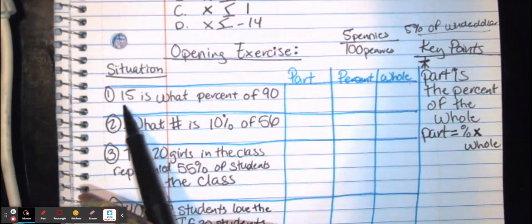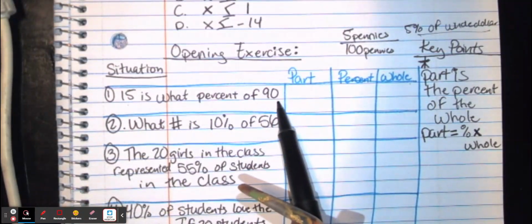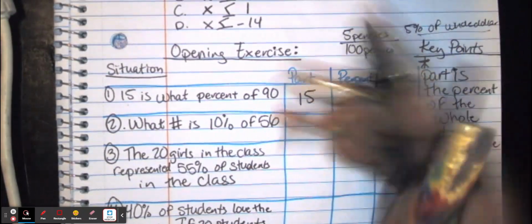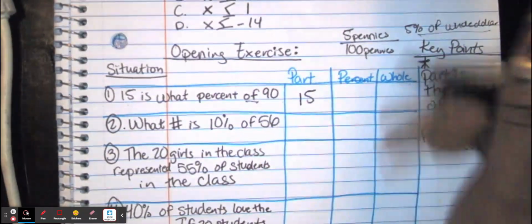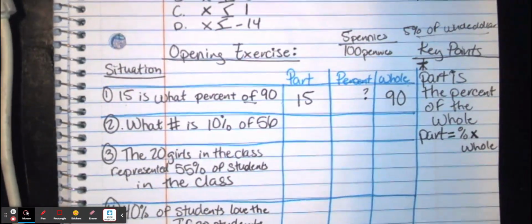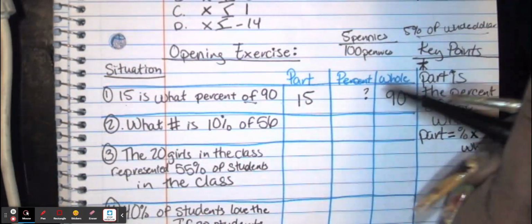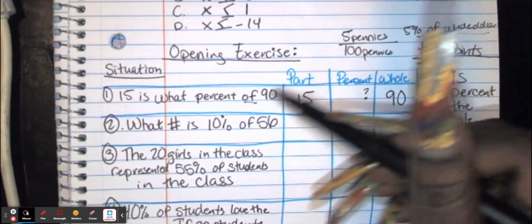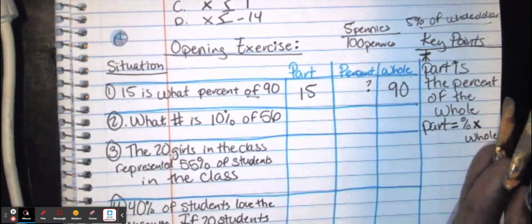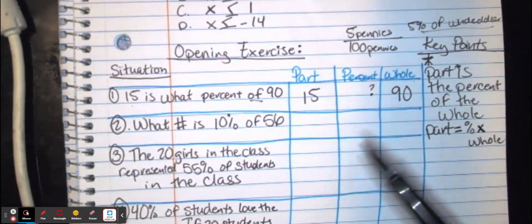So this first one says 15 is what percent of 90. So 15, of course, is going to be our part. If it's of, I know 90 is going to be my whole, but I'm not sure what percentage will be there. So what would we have to do? We probably plug in a decimal for our percentage, but we don't know what percentage, but we know what our whole and our part is. All right, let's try number 2.